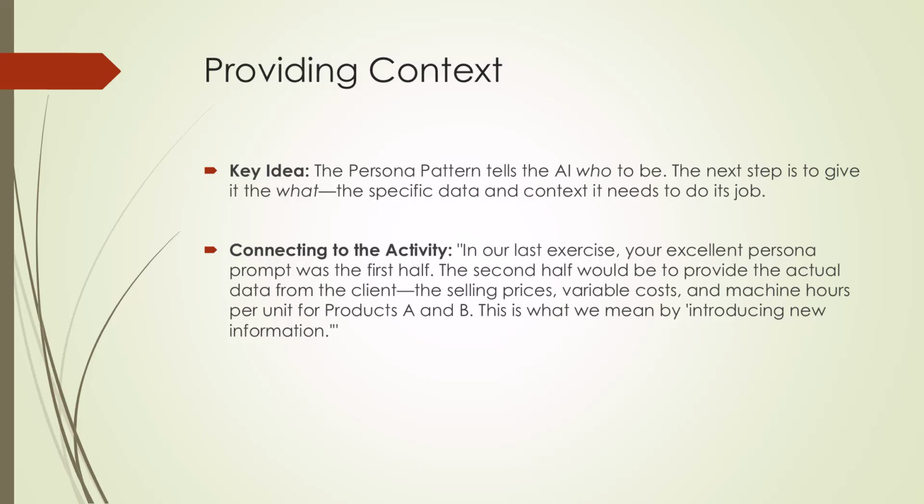The persona pattern tells the AI who to be. The next step is to give it the what, the specific data and context it needs to do its job. Connecting this back to our activity, your excellent persona prompt was the first half of the equation. The second half would be to provide the actual data from the client, the selling prices, the variable costs, and the machine hours per unit for both product A and product B. This is what we mean by introducing new information to the AI. A great prompt combines both a clear persona and all the necessary context.